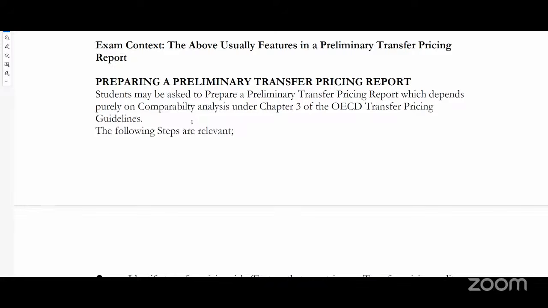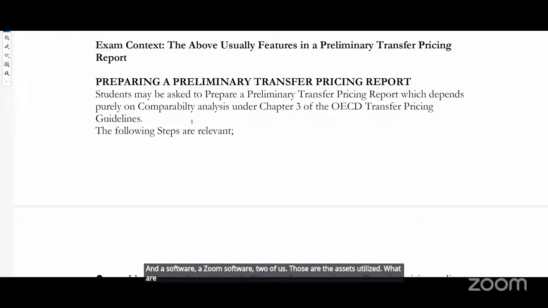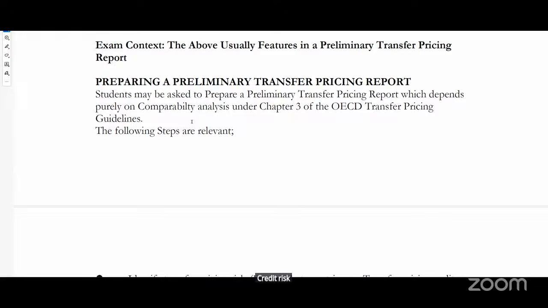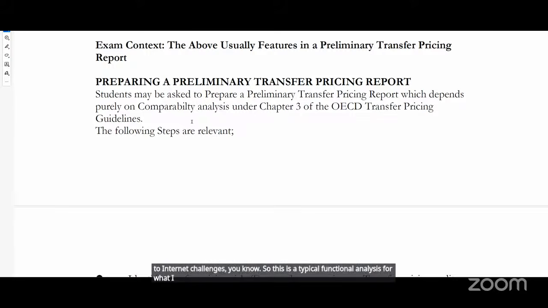And a software, yes, Zoom software. True or false? Those are the assets utilized. What are the risks I will incur? Credit risk, that people will join my class and they will not pay. Two, internet challenges. So this is a typical functional analysis for what I am doing.